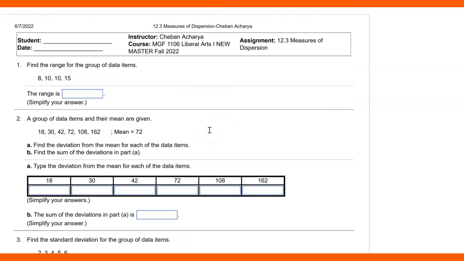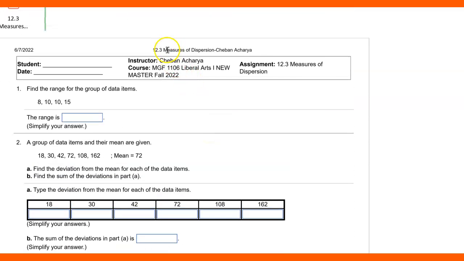The topic for today is measure of dispersion. That's section 12.3, the measure of dispersion. In the previous section, we mentioned measure of central tendency. This is the measure of dispersion. In this measure of dispersion, we do three things.